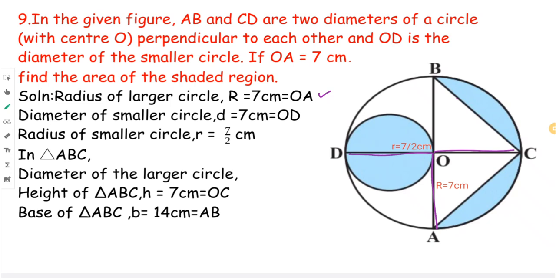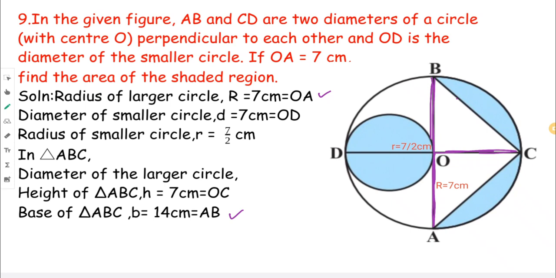All right, now let's look at the area of the triangle also. When you look at the triangle, remember that this AB is the base. What base means is simply the diameter of the larger circle, right? So this is 7 plus 7, I'm going to get 14. And when you look at the height here, OC is just a radius, which means OC equals 7 centimeters.